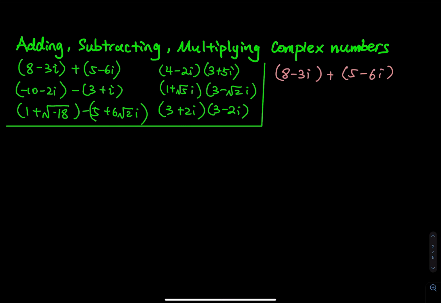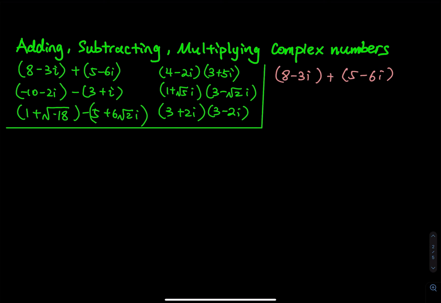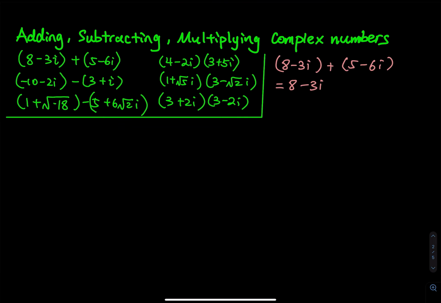Adding, subtracting, and multiplying complex numbers. First, I have 6 problems right here. They are pretty straightforward. The first problem is a minus 3i, and then you add that to another complex number, 5 minus 6i. So this is a plus. I will just remove the parentheses first: a minus 3i, and then we are going to add 5 minus 6i.